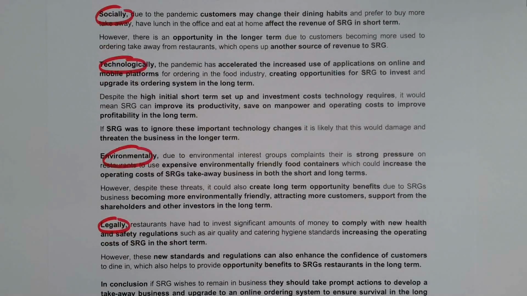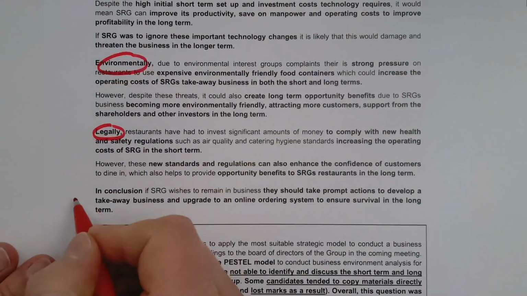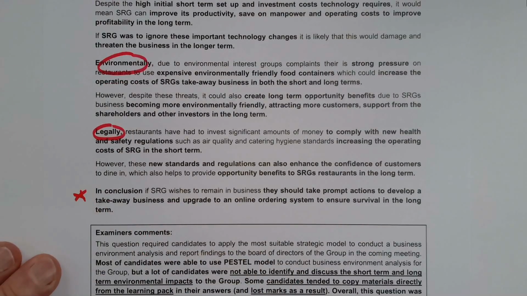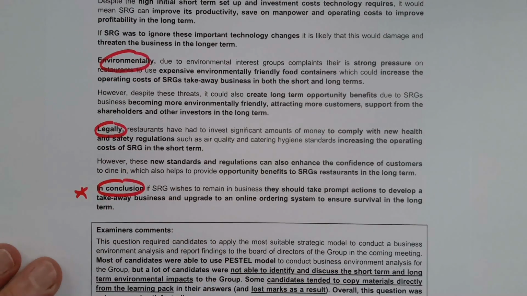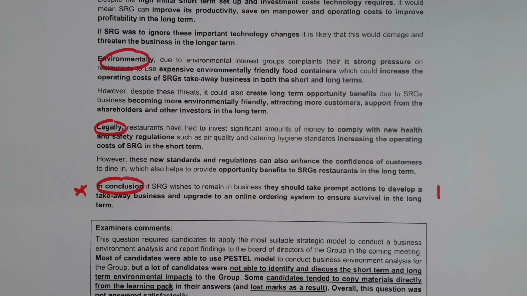You don't need this many points, and what you can always do here at the end is always provide a little conclusion as well. It's always worth a little extra mark at the end. So in conclusion, they should take prompt actions, develop the takeaway business, upgrade their technology to an online ordering system, and then this should ensure the survival in the longer term.